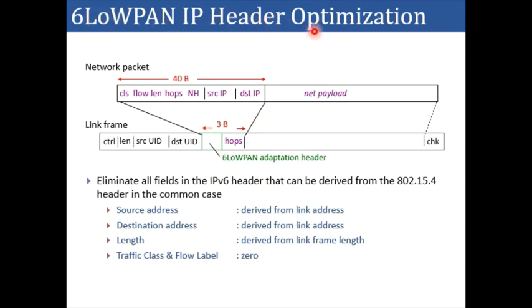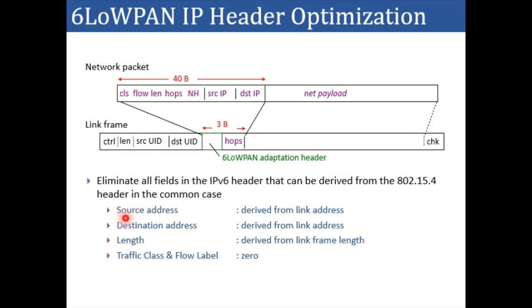So in case of IP header optimization, the network packet header, which is 40 bytes, is compressed and made up to 3 bytes. How do we compress? We utilize the information which is already available in the 802.15.4 header. The information which is there in the IPv6 header, but can be derived from the 802.15.4 header, we can remove from the network packet header.